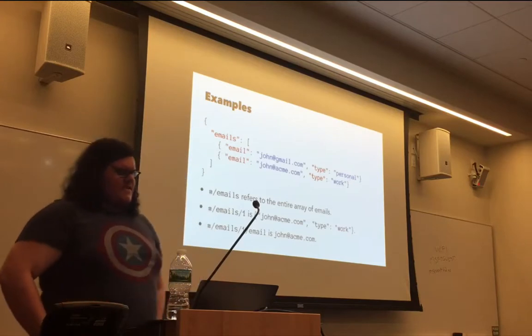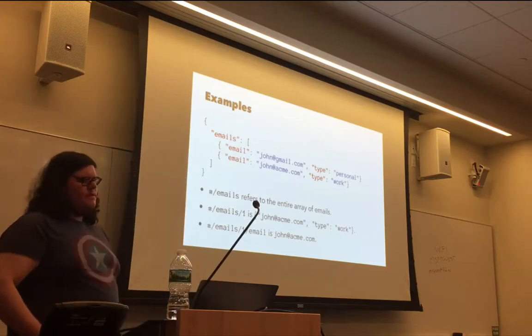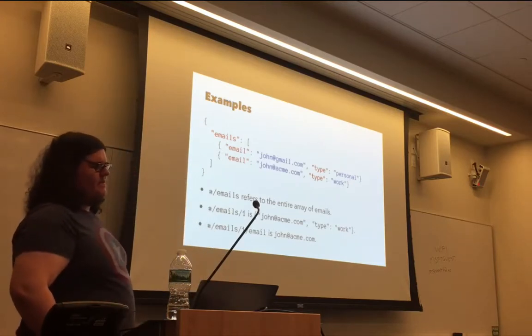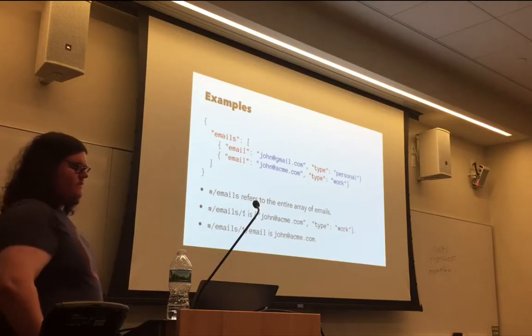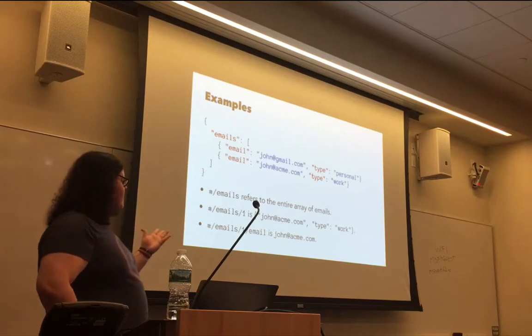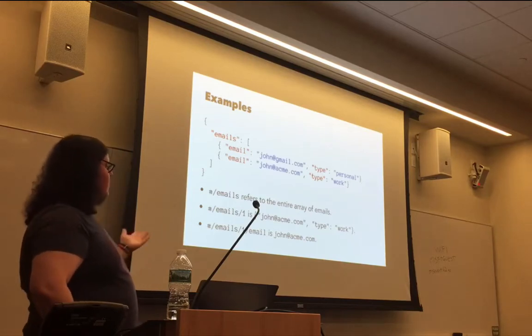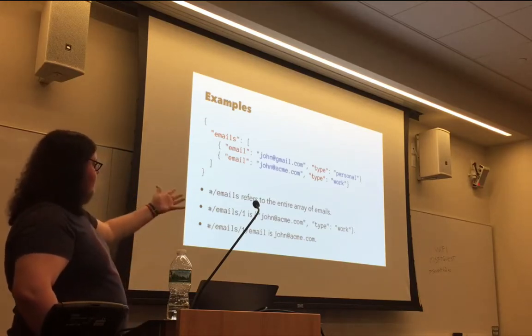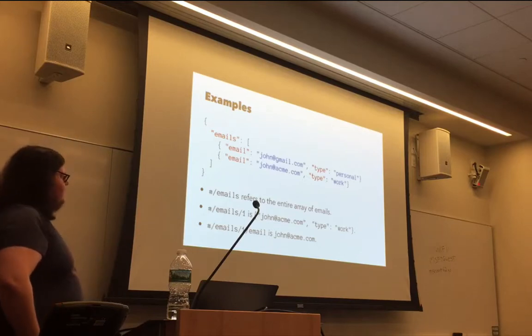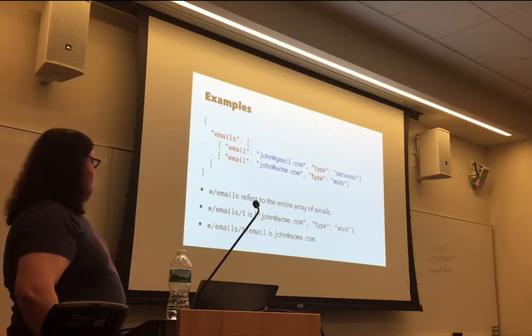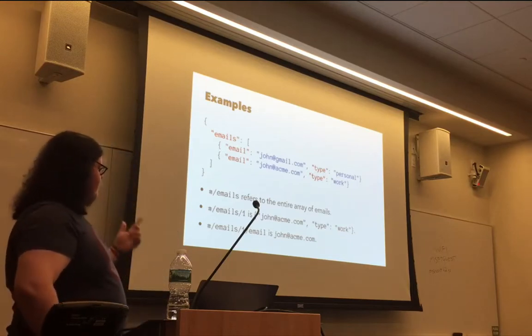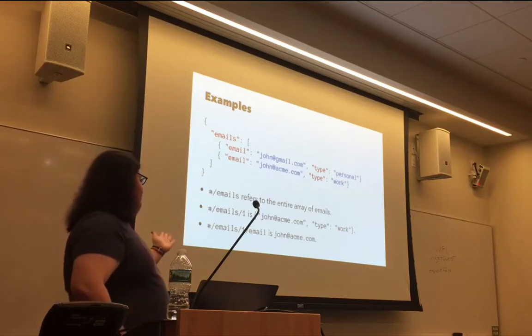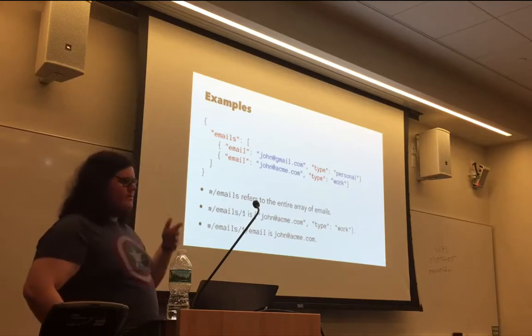So what are some examples of just accessing things with JSON pointer? Here we have an object defining emails, email and type. Hashtag /emails refers to the entire array of emails. Hashtag /emails/1 refers to the entire record. The arrays here are 0 index based. So the first one is in fact 0, the second one is in fact 1. If we wanted to get just the email address, we would do hashtag /emails/1/email.